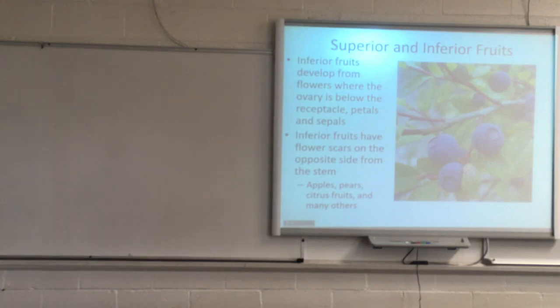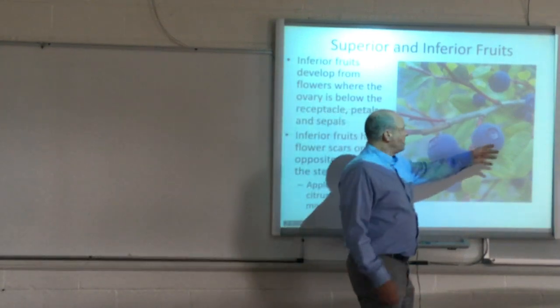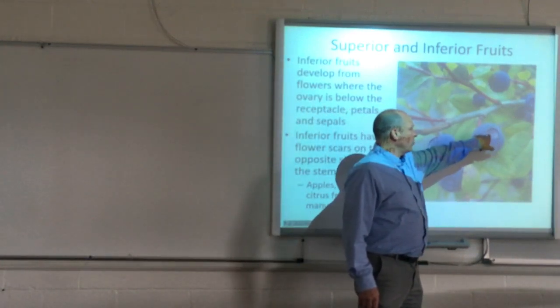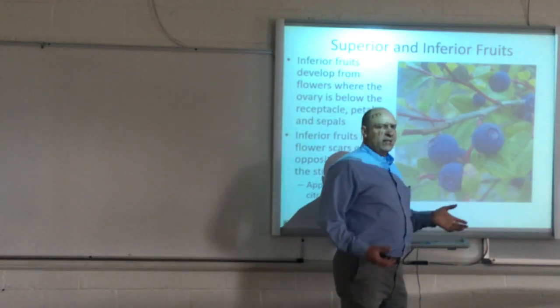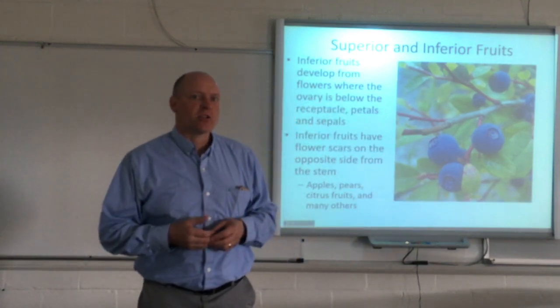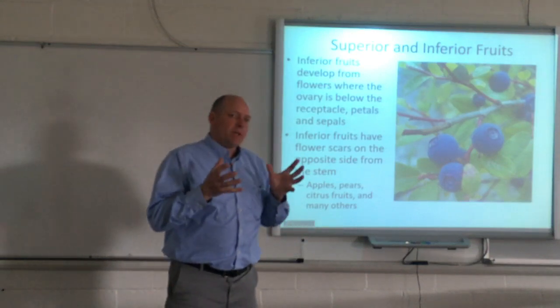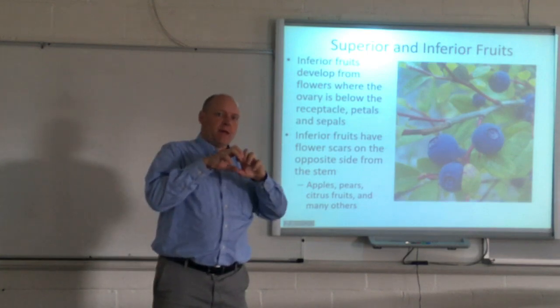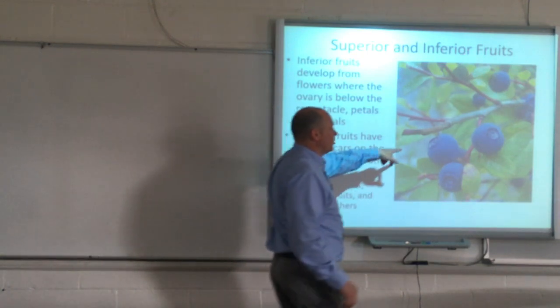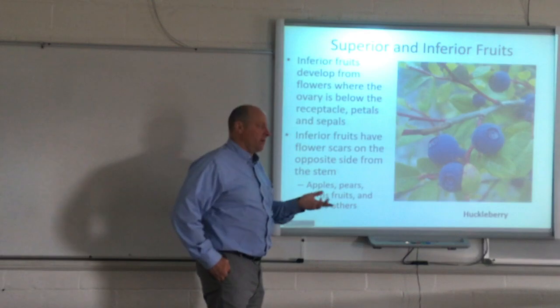Let me see if I can turn off the light for a second so you can see this maybe a little more clearly. Notice, so these are huckleberries, and notice they have this little ring out on the end. What is that ring? Well, that ring just happens to be where the petals and the sepals were attached to the flower before it was pollinated. Once it became pollinated, the receptacle began to grow around the fruit, and as the petals and the sepals fell off, it left this ring-looking structure out on the end. So blueberries and huckleberries are inferior fruits.